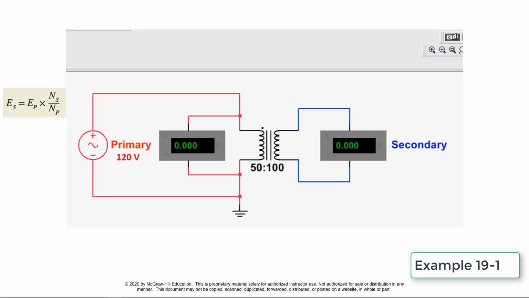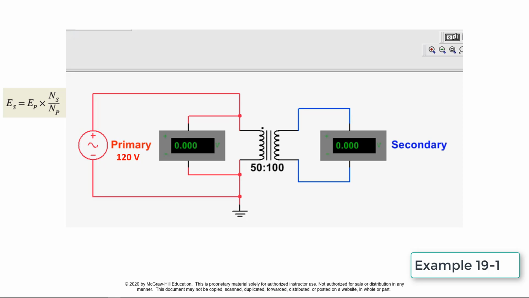This circuit simulation verifies the calculation of secondary voltage from the value of primary voltage and the turns ratio. The circuit has been constructed using the given values of transformer primary and secondary winding turns and the applied primary voltage. The turns ratio is equal to N sub P divided by N sub S. The problem is solved using the equations on the screen.